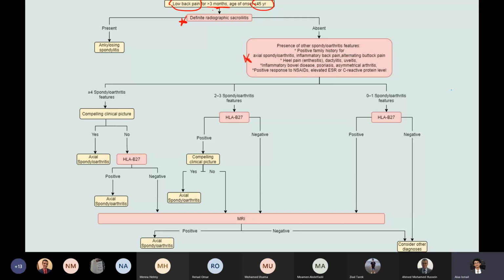The first one is the definite radiographic sacroiliitis. The second one is the presence of some spondyloarthritis features. And the third one is the presence of HLA-B27. And the last one is the MRI.